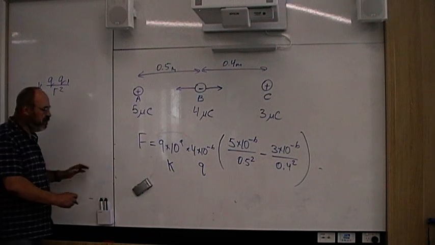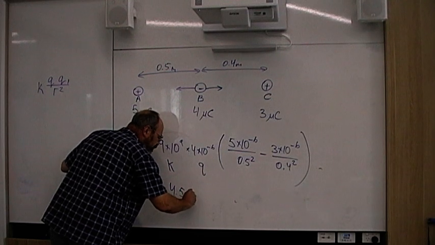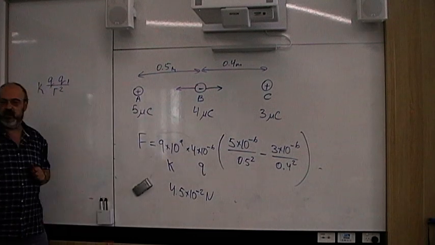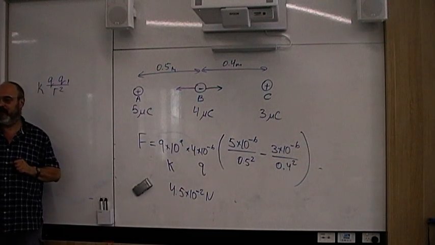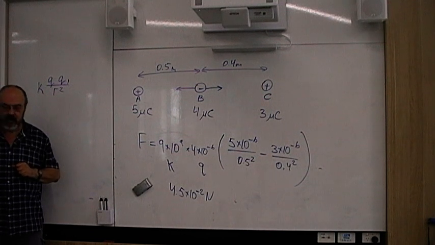4.5 times 10 to the negative 2 newtons. Because it's positive, that means overall to the left. I got negative 10. Maybe I did it wrong. Alright, what did you get?